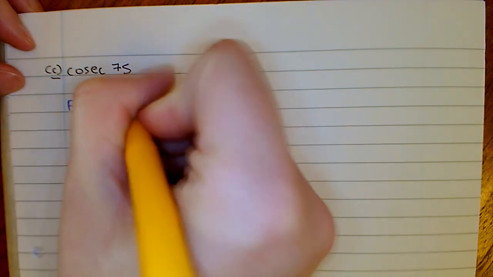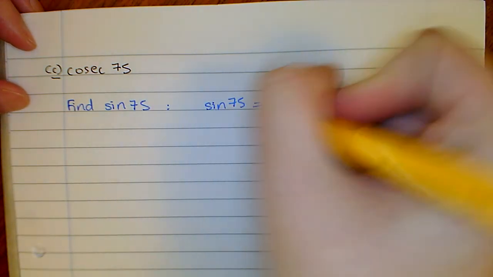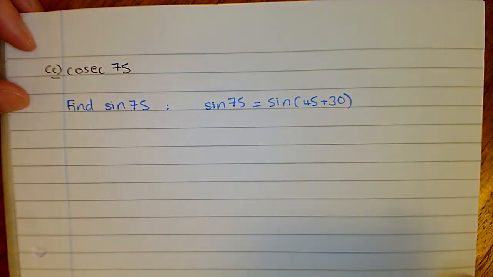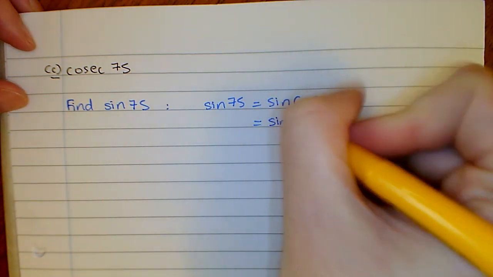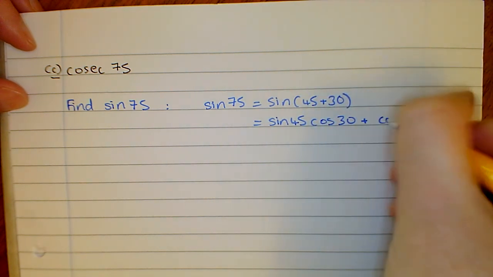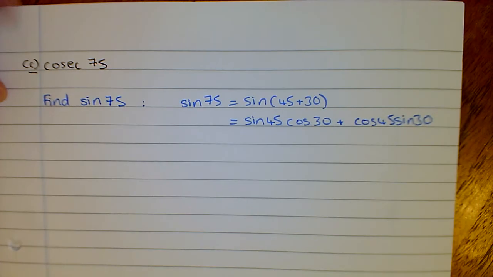Okay, and our next one then, cosec of 75. Well, we've got no compound angle for cosec, so we'll have to do sine. So the first thing we're going to do is find sine of 75. So sine 75, we can write that as the sine of 45 plus 30. So expanding that out, that's sine 45 cos 30 plus cos 45 sine 30.